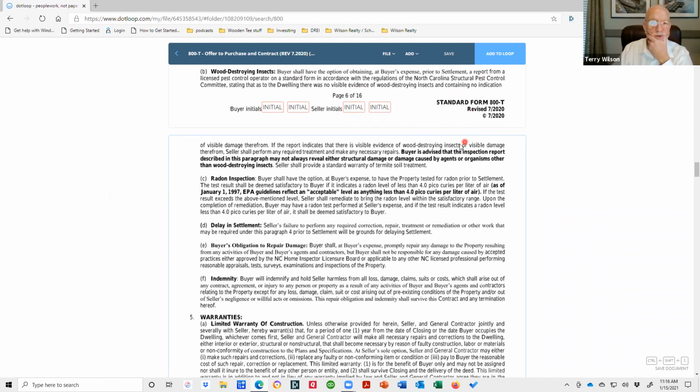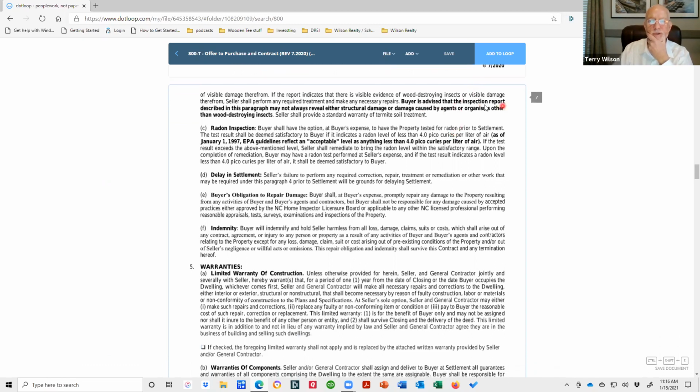Not much I want to say about that. Buyers advise that the inspection report described in this paragraph may not always reveal either structural damage or damage caused by agents or organisms other than wood destroying insects. Radon inspection. Remember, less than 4 picocuries does not have to be treated. 4 picocuries or more is considered to have to be remedied.